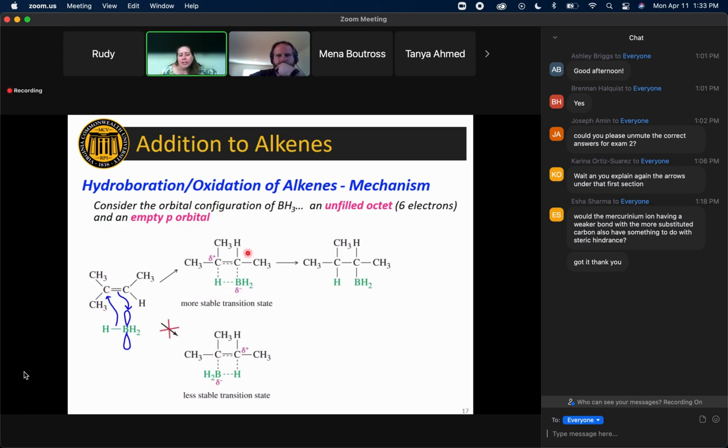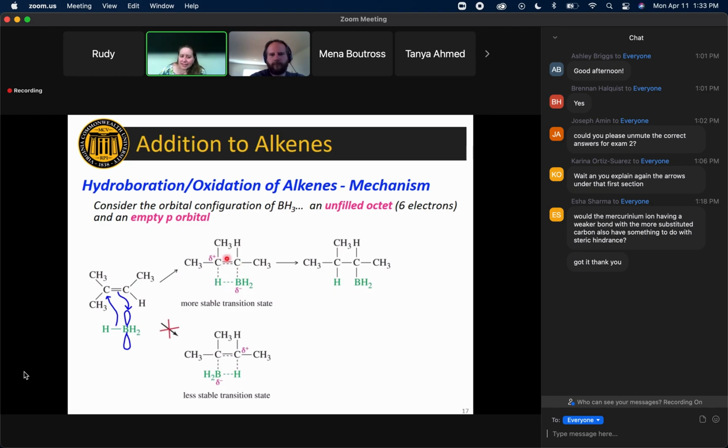Okay, so what am I talking about here? All of this is happening at the same time, in concert. It is a concerted reaction. And so that means we are breaking our pi bond and breaking our BH sigma bond at the same time that we are forming a new carbon-boron bond and forming a new carbon-hydrogen bond.